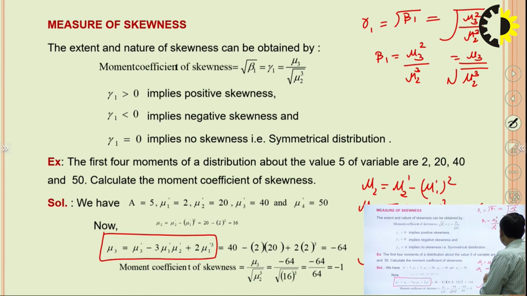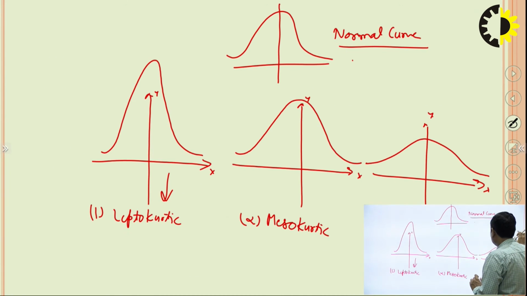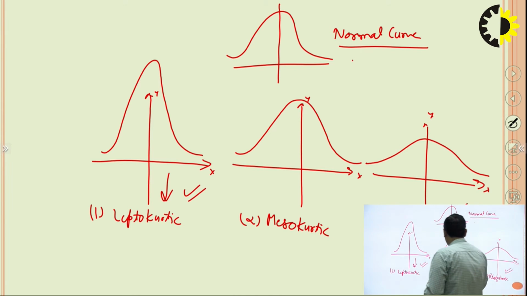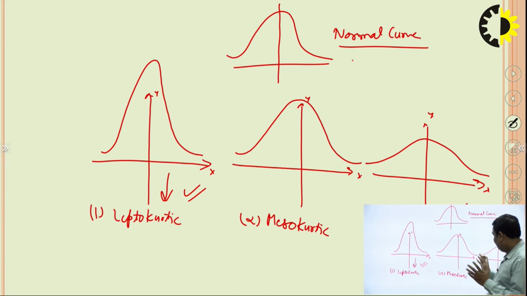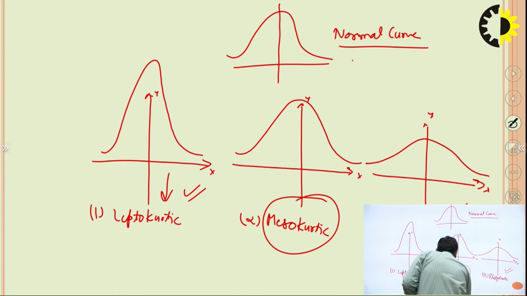More flat than the normal curve, it's platykurtic. It became flatter, the height has reduced, platykurtic. It's leptokurtic around the normal curve. And if it is bell shaped, it means mesokurtic, and mesokurtic is also called the normal curve.